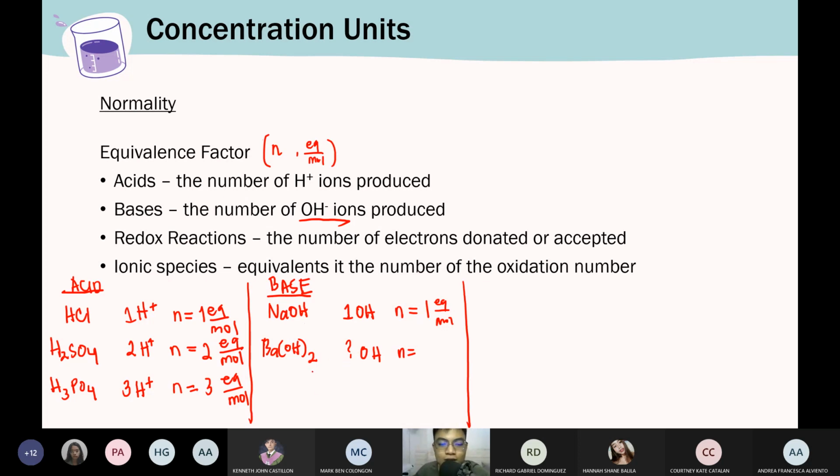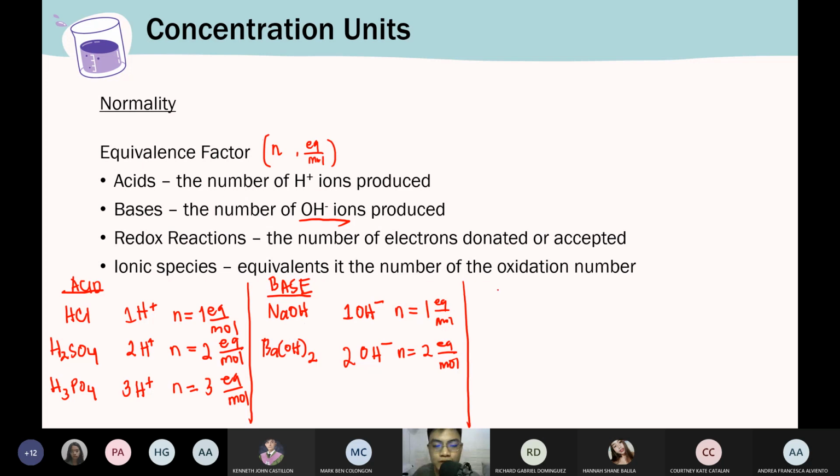Bakit? Kasi nasa subscript eh. 2 lang. Okay. So, nakalagay na sa subscript. So, maghanap ka pa ba? Okay. So, hindi ka na maghanap. Okay. So, meaning we can get 2 hydroxide ions. Okay. So, meaning the equivalence for barium hydroxide is 2 equivalents per mole.